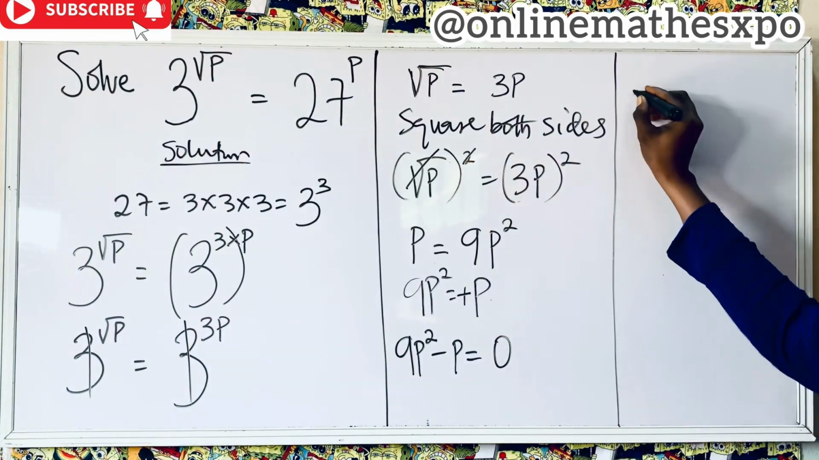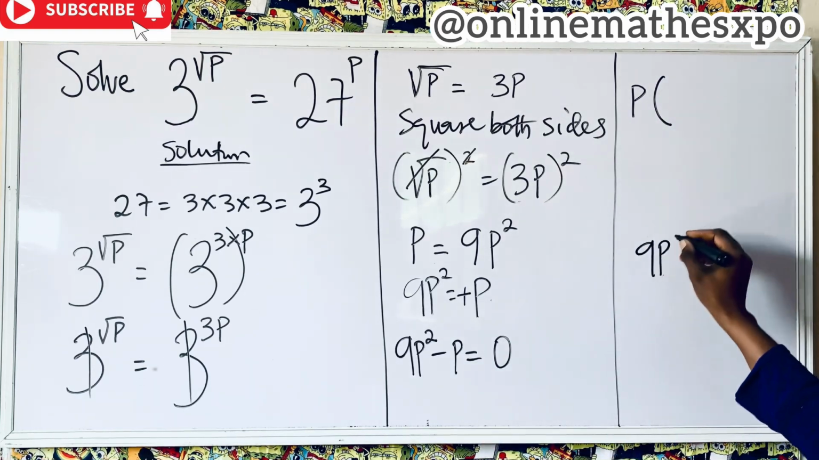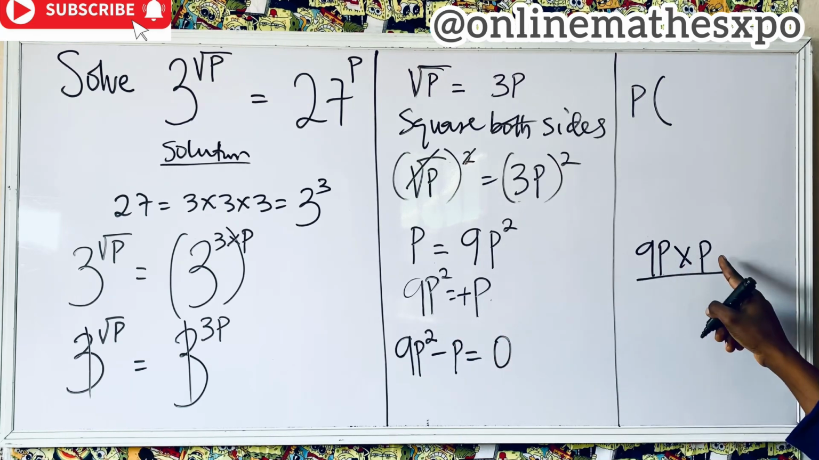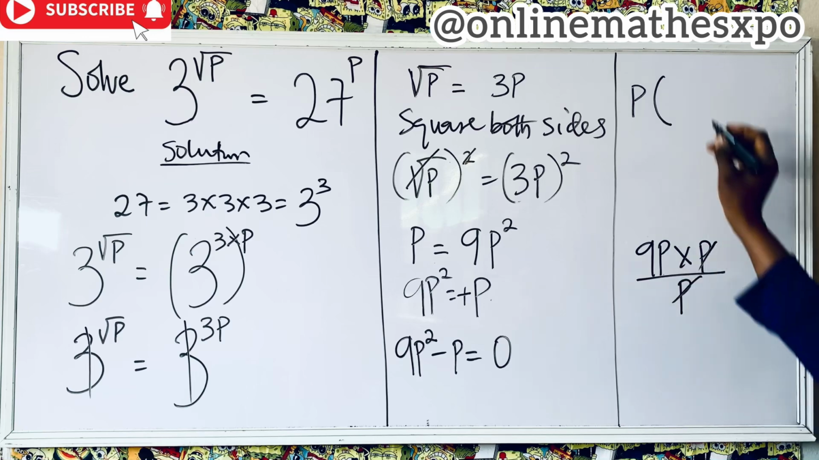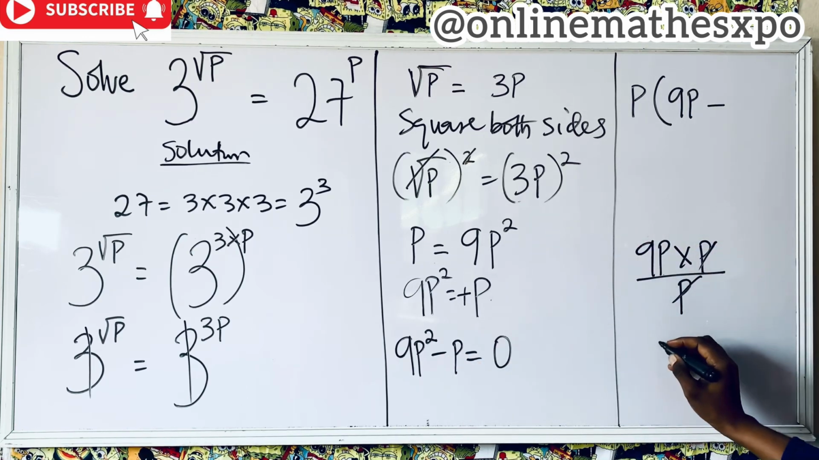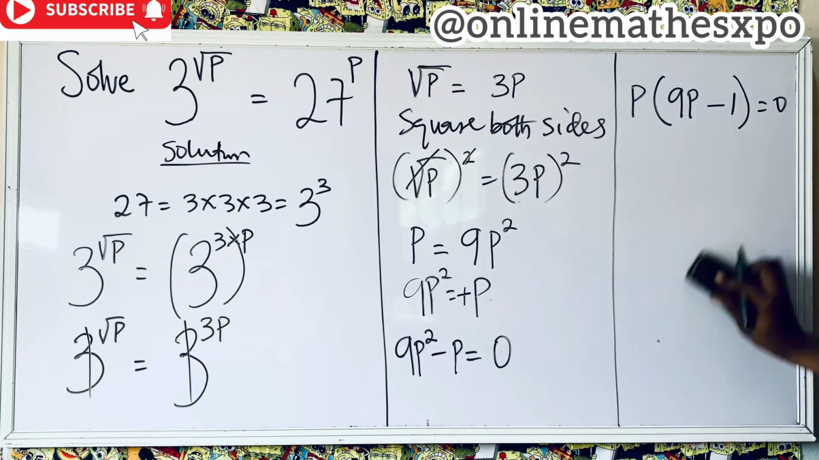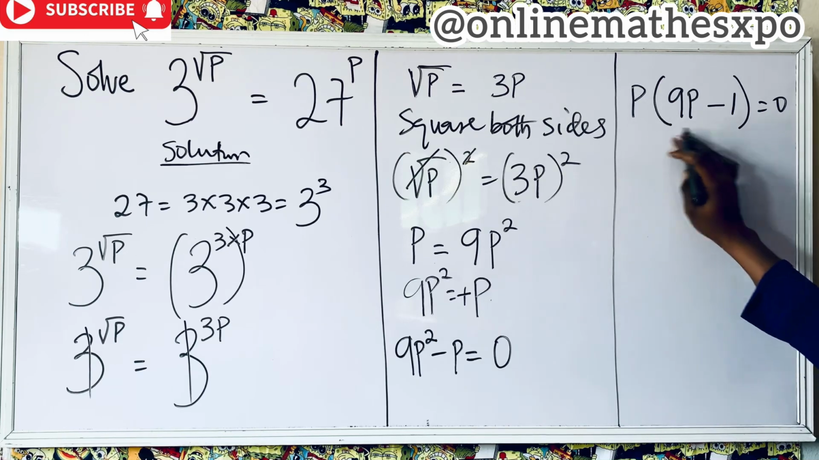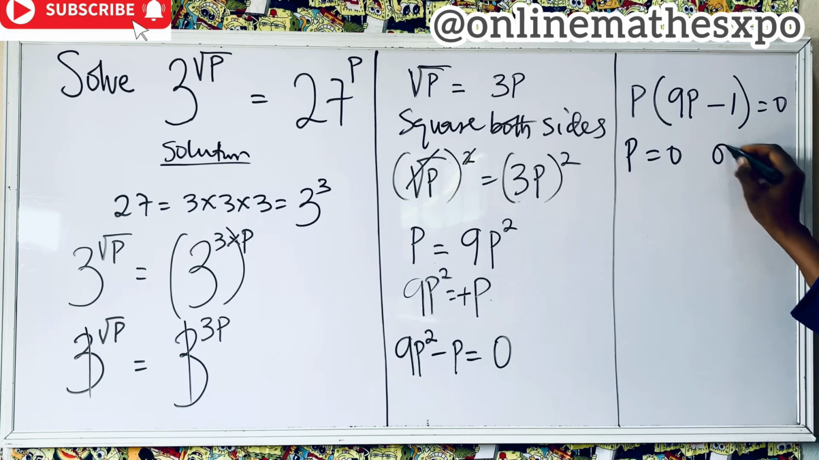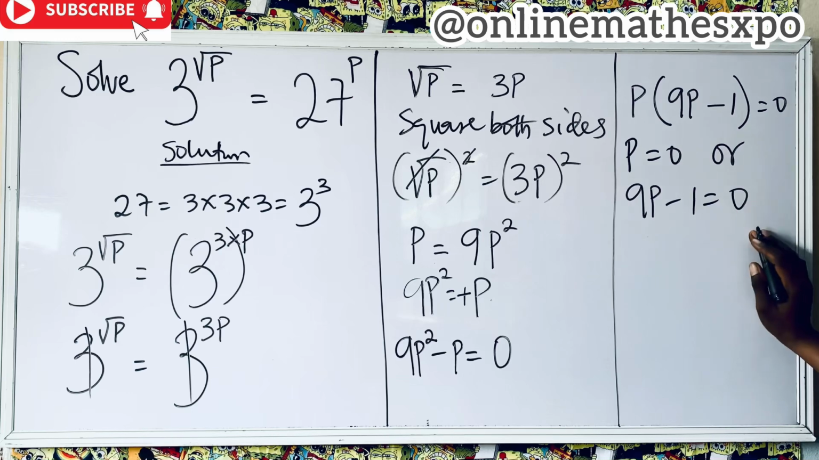So to factor out, you bring out p and use it to divide 9p squared. Remember, 9p squared is 9p times p, because p squared means p is multiplied 2 times. You divide it by p, you'll be left with 9p. Okay, bring down your negative sign, then divide p by itself, it gives you 1. Did you see what we've gotten? So at this point, when you have something like this, it means that either this p is equal to 0, or 9p minus 1 is equal to 0.